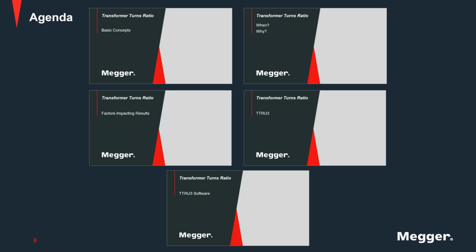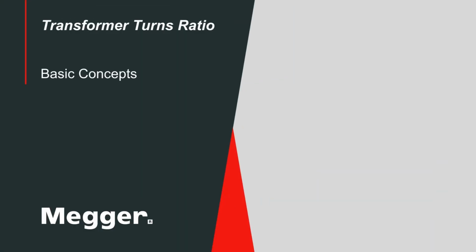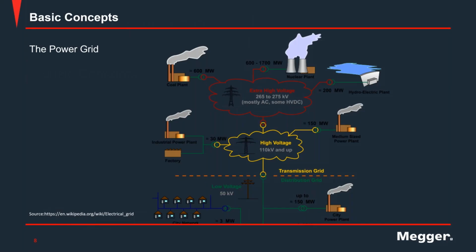So let's start with the basic concepts. Before we dive into what the actual measurement is and some of the physics behind it, we first need to understand why it's important to measure TTR on a transformer. You're seeing here a graphic representation of the power grid, starting obviously from generation, where we need to transmit the power.